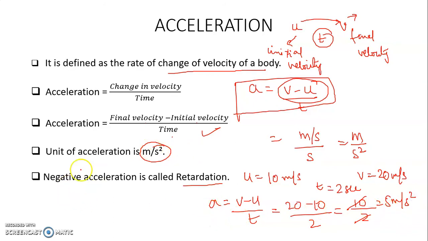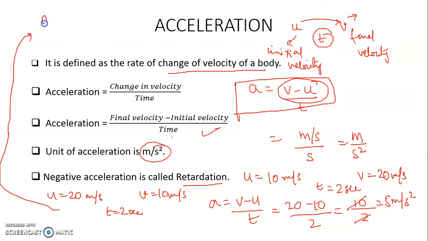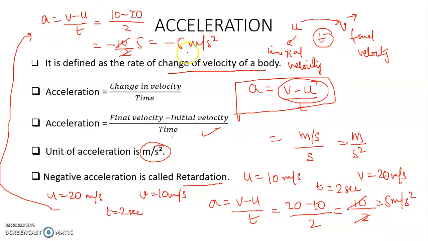Now, suppose the body is moving with an initial velocity of 20 meter per second, and after time t equals 2 seconds, the velocity reduces to 10 meter per second. In this case, if you calculate the acceleration, acceleration is equal to v minus u by t. V is 10, u is 20, by 2. So what you will get? You will be getting a negative answer. You will be getting minus 5 meter per second square. So whenever acceleration is negative, we term it as retardation.